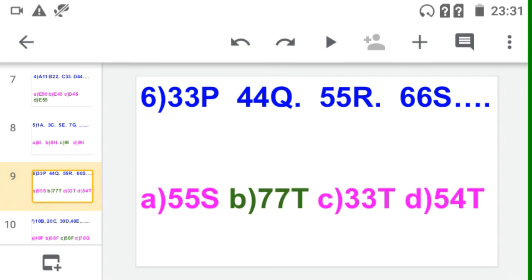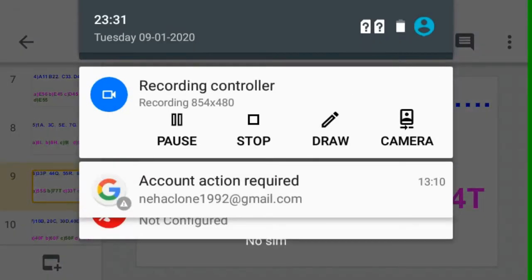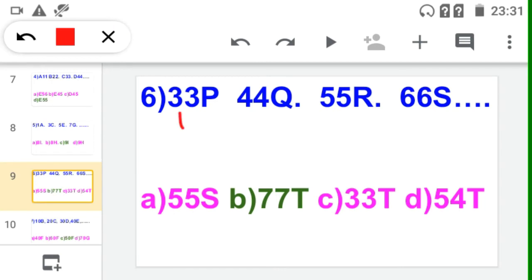Now see the sixth term. In the sixth term, first we will see the numbers and then we will see the alphabets. So now see here. Here is a 33. After 33 there is a 44 in the second term. Then after 44 there is a 55. Then after 55 there is a 66.